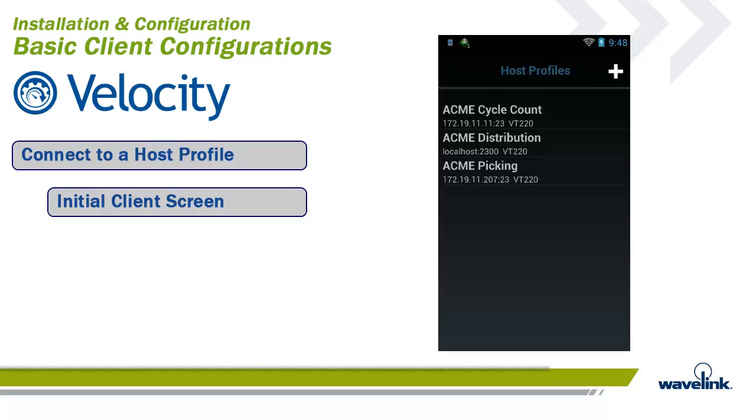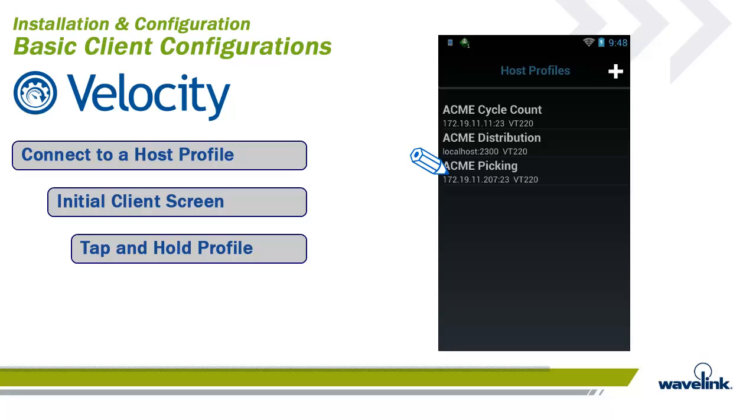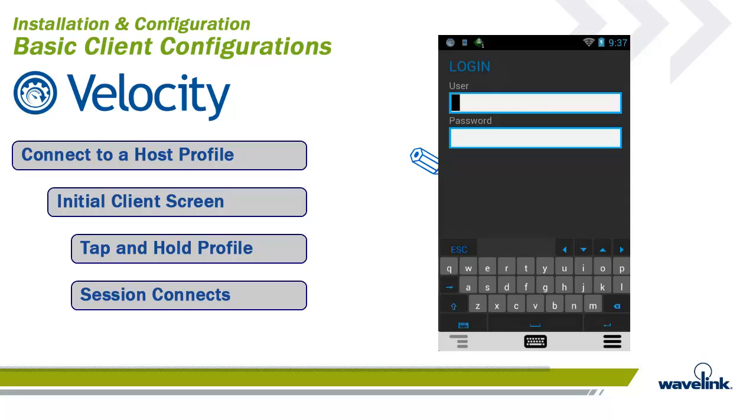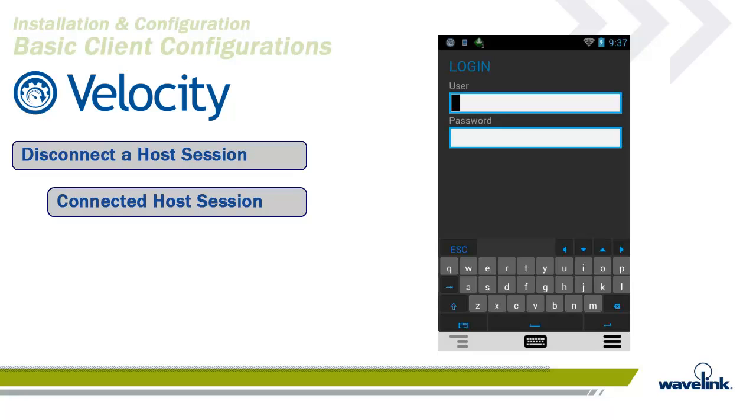Once you have all your host profiles configured, you are now ready to connect to a host. From the initial host profile screen, tap on the desired host profile session. The session will connect based on the parameters of the host profile. Once a user is finished with the session, it is easy to disconnect.